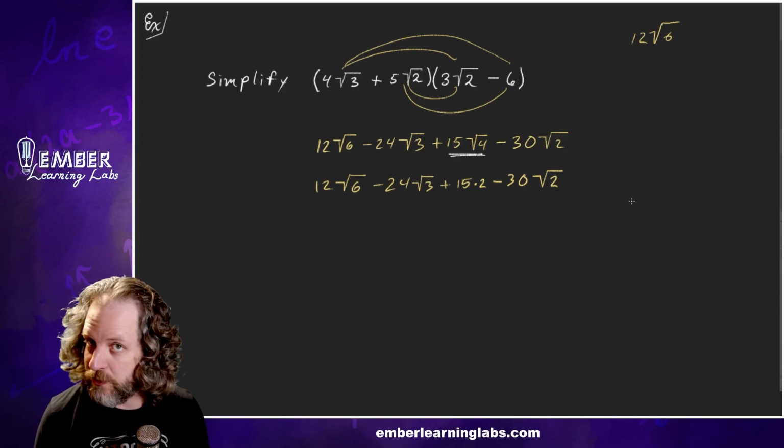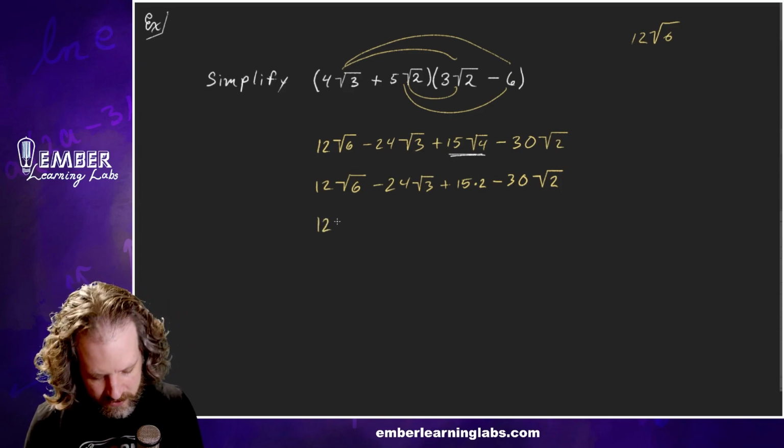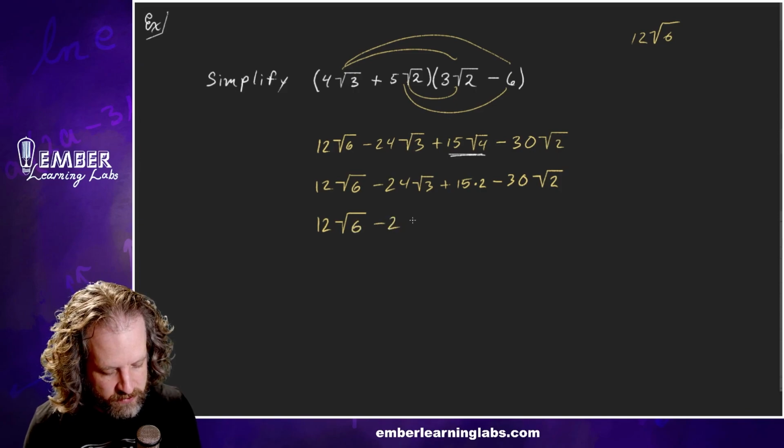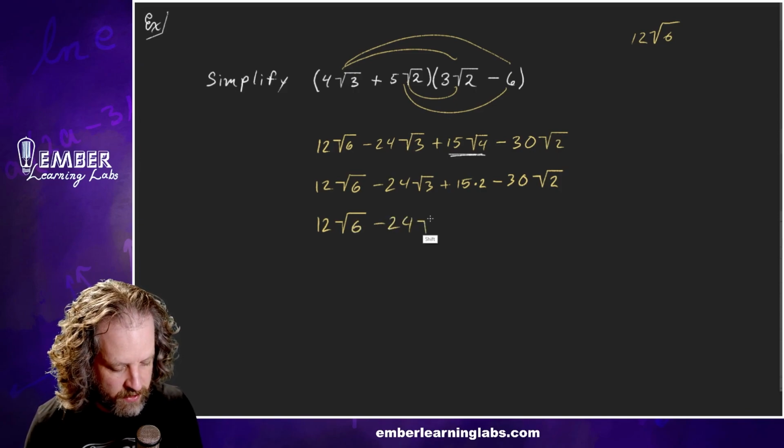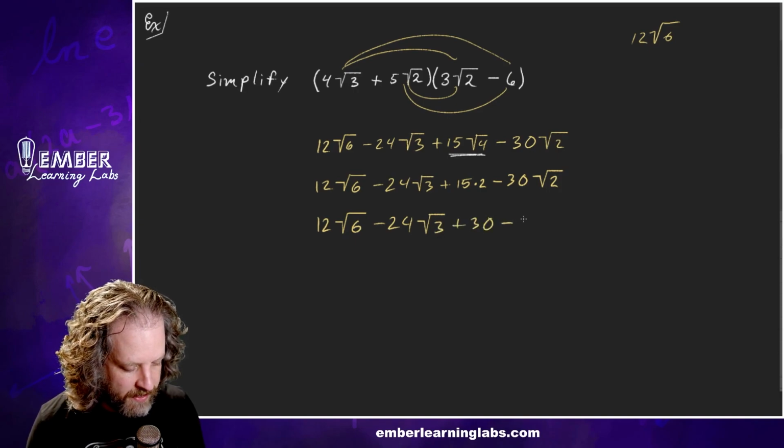Right? So we can do one more thing. Easy peasy. 15 times 2 is 30. So 12 times the square root of 6 minus 24 times the square root of 3 plus 30 minus 30 times the square root of 2.